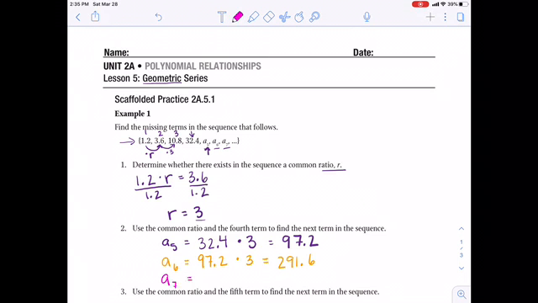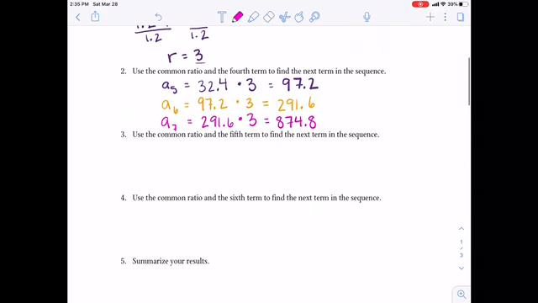And then the last number they asked about was a sub 7. To get a sub 7, we do the same thing. We take our previous number, which was 291.6, and we multiply it by our common ratio, which is 3. If I type that into my calculator, I get 874.8. You are going to want to use a calculator for this assignment, and if you don't have one, you can either download one on your phone, or you can just type straight into Google, and Google will serve as a calculator for you. So that's our first sample problem.